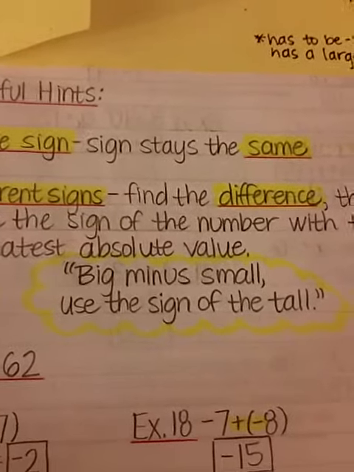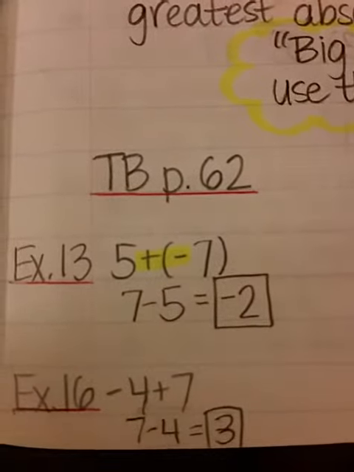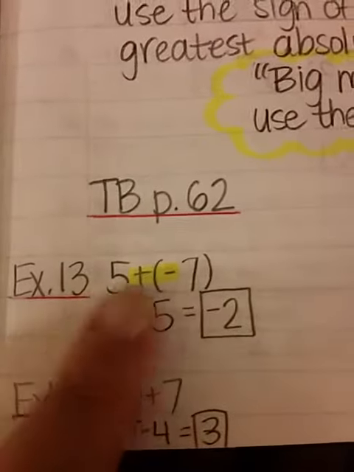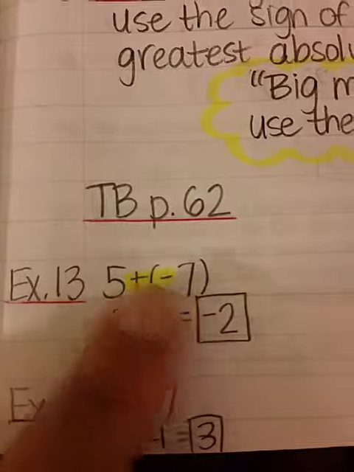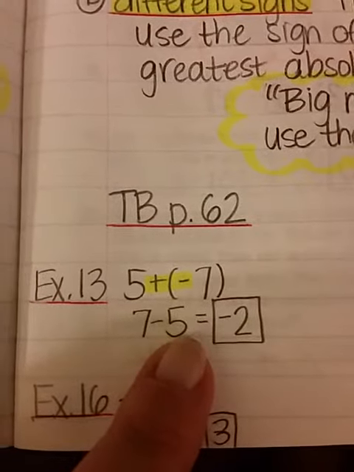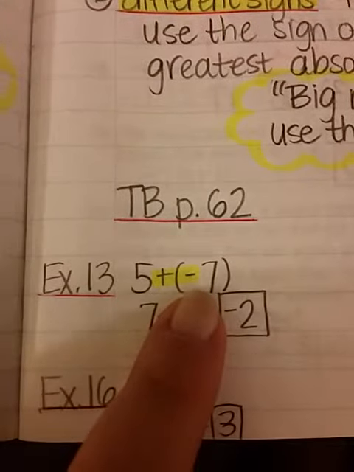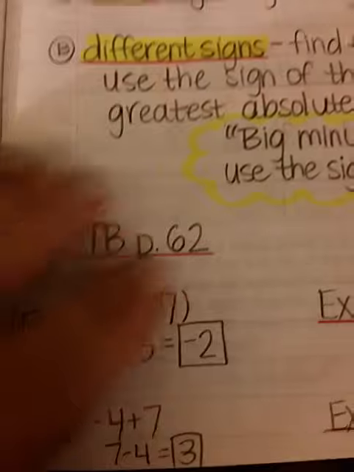is the bigger number. For instance, in example 13, we had 5 plus -7. 5 is positive and -7 is negative. They're different signs. Bigger minus the smaller. Keep the sign, which was negative, of the taller or the bigger number, in this case, which was 7.